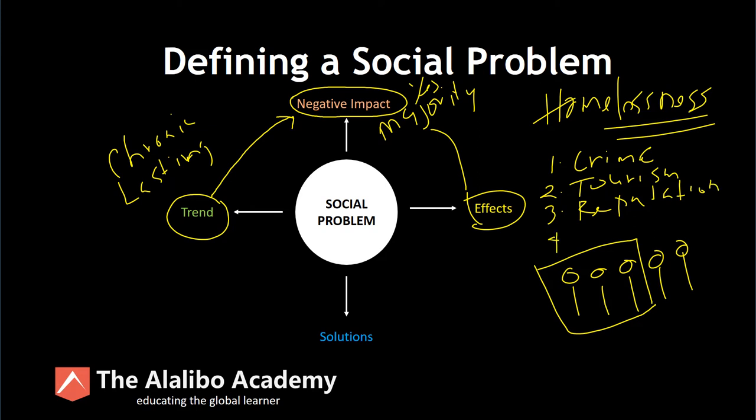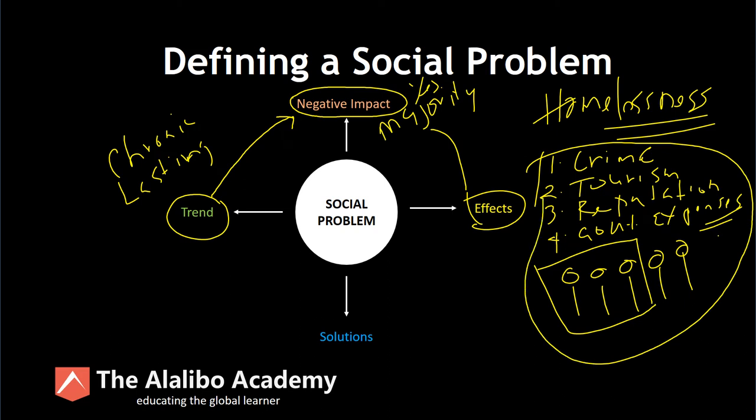And of course, there's going to be expenses to address this problem. Governmental expenses. You might need more police officers, perhaps, or you might need counselors, psychologists, social workers, at the expense of the government and at the expense of taxpayers. So we look at these effects and we begin to understand how this social problem impacts society. And then we go on to the final stage here of trying to find solutions.